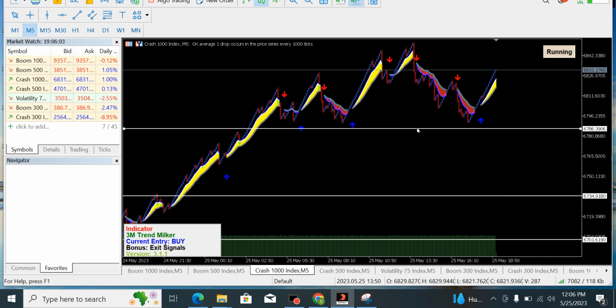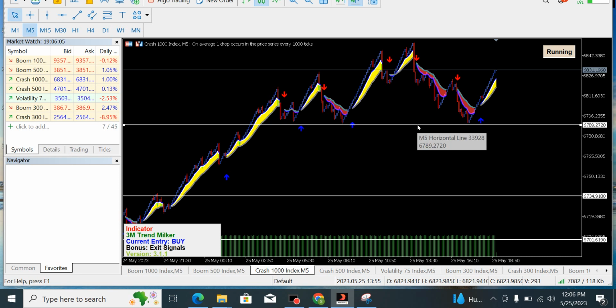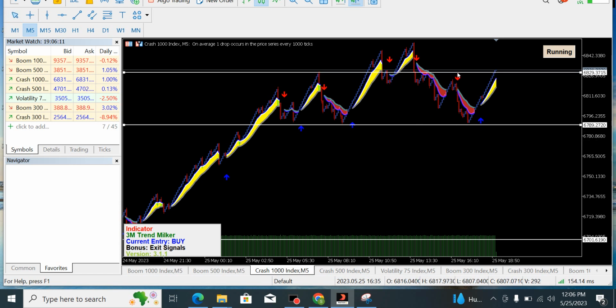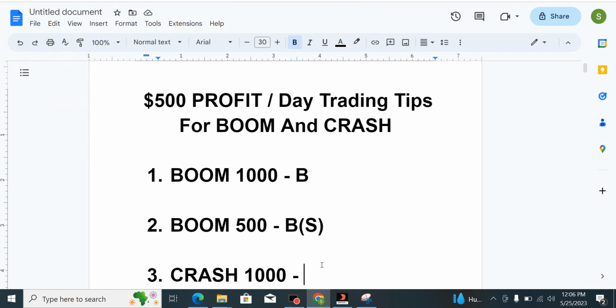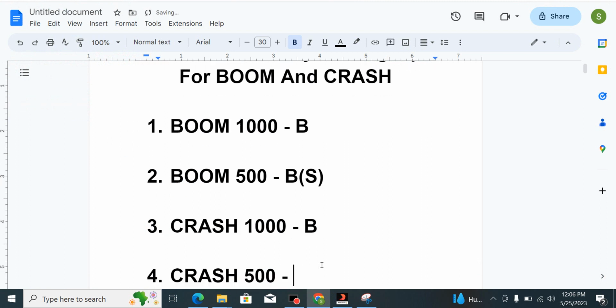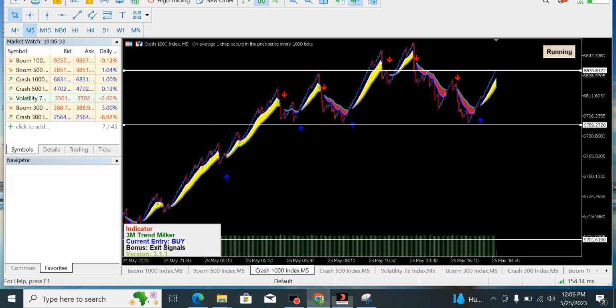If it breaks out above it, it will keep on buying. If it does not, then it will go back on sell trend. So here is another resistance zone. Okay, it needs to break out above this. Once it breaks out above it, then definitely it will keep on buying, but if it does not, then it will likely go back and try out this particular support zone. That is very, very important, but this is still buying at the moment. Then the next asset is going to be Crash 500. Let's check it out right away.